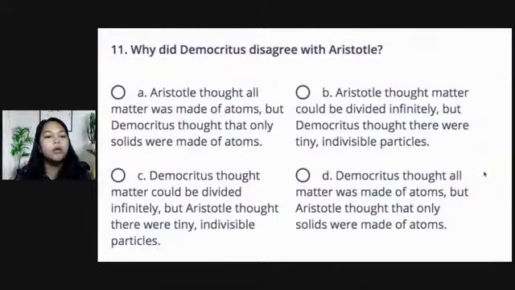Number 11, why did Democritus disagree with Aristotle? Letter A, Aristotle thought all matter was made of atoms, but Democritus thought that only solids are made of atoms. Letter B, Aristotle thought matter could be divided infinitely, but Democritus thought there were tiny indivisible particles. Letter C, Democritus thought matter could be divided infinitely, but Aristotle thought there were tiny indivisible particles. Letter D, Democritus thought all matter was made of atoms, but Aristotle thought that only solids were made of atoms. Okay, which one is the correct choice?